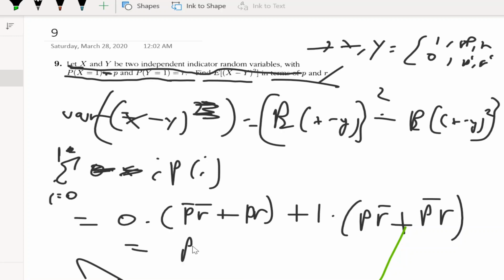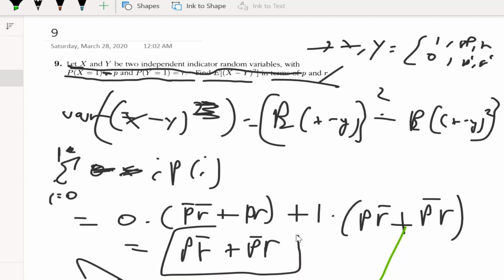So our answer, for our expected value of X minus Y, just ends up being p times r complement plus p complement times r. And boom, that's our answer.